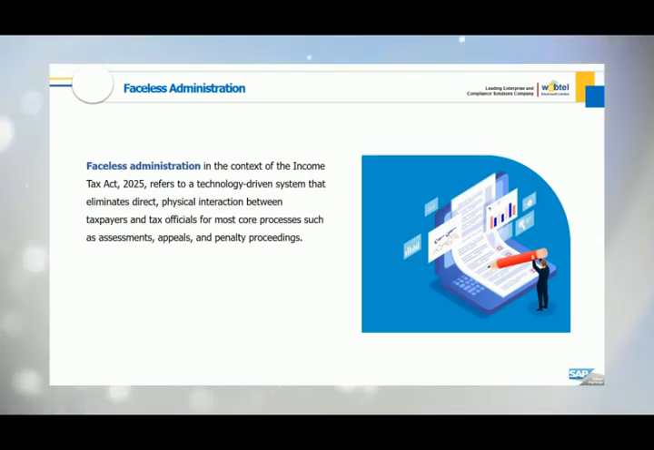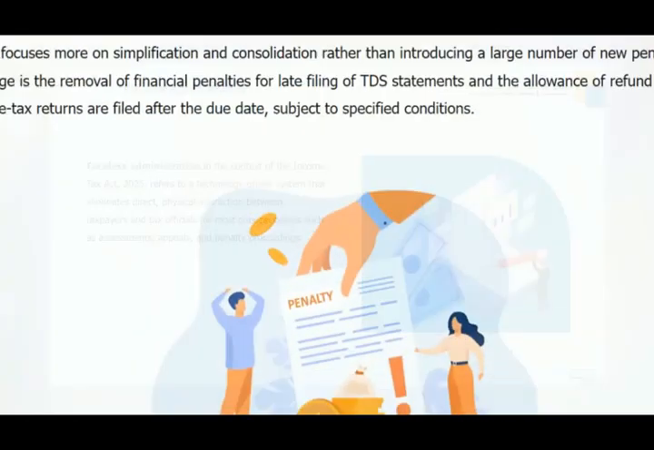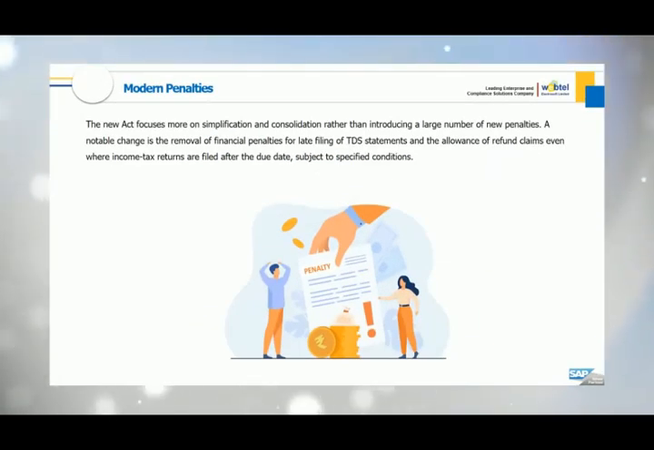Faceless administration. Faceless administration under the Income Tax Act, 2025 introduces a fully technology-driven framework for tax administration. It removes direct physical interaction between taxpayers and tax officials for key processes such as assessments, appeals, and penalty proceedings. By relying on digital communication and centralized systems, the framework ensures greater transparency, consistency in decision-making, and reduced scope for discretion, thereby strengthening taxpayer confidence.